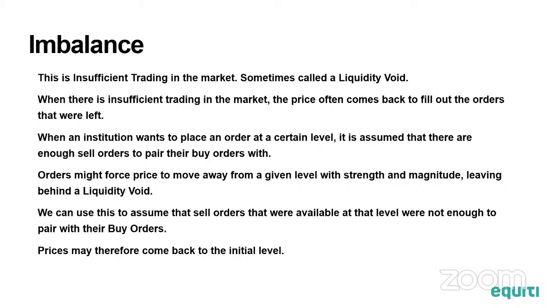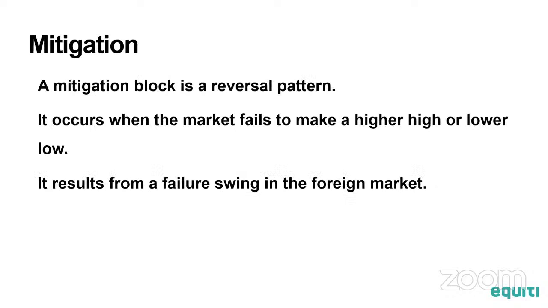So remember, the natural state in the market is that all buy orders have to be matched with sell orders. But if you have an event in the market where prices move too swiftly in one direction, then it becomes an issue, because not all orders have been filled, or the people holding losses because the prices moved so suddenly, and this can be an issue in the market. So we can use this to assume that sell orders that were available at the level were not enough to pair with buy orders, or vice versa. So we'll talk about this when we come back.